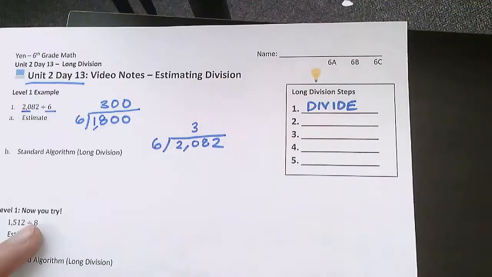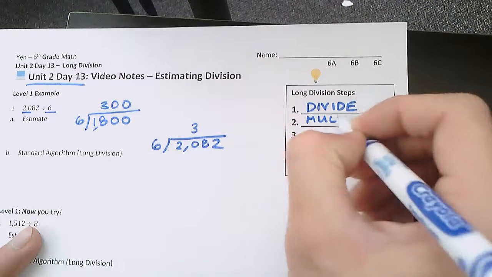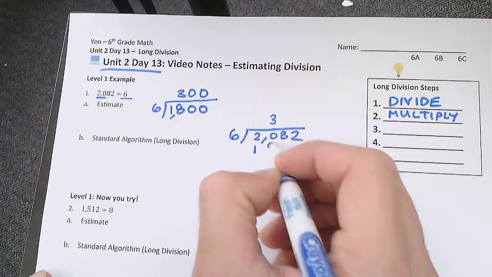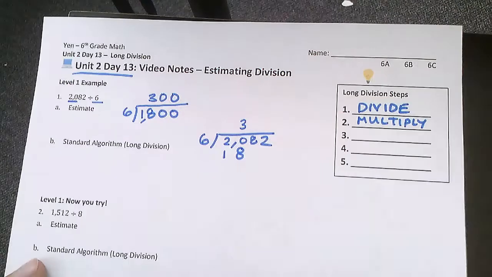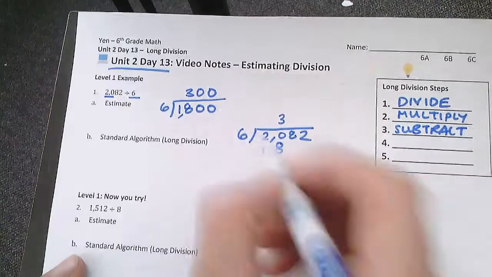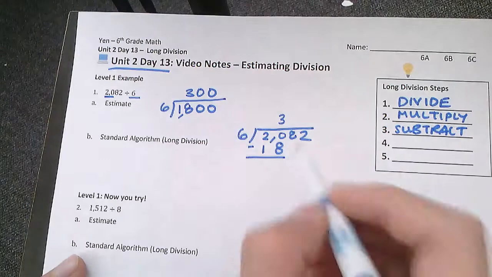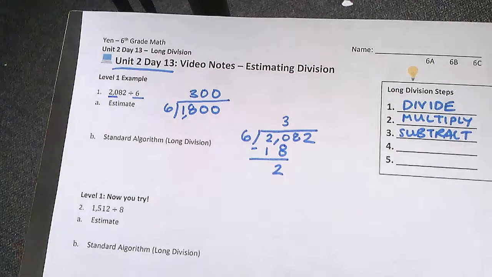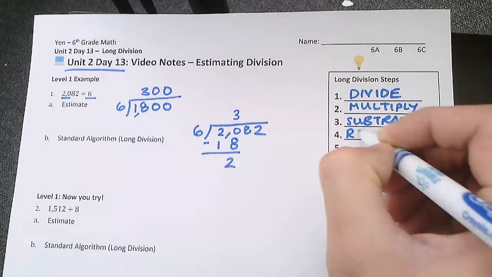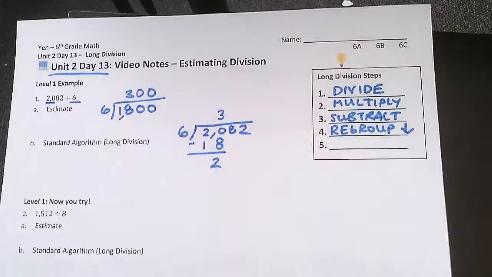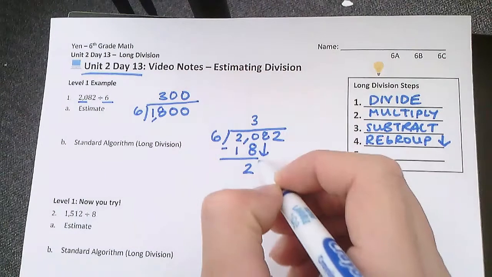And then we're going to do the next step of long division, which is to multiply. So after we divide them, we multiply. 3 times 6 is 18. So we're going to put 18 down here. And then the next step is to subtract. So we're going to subtract our 18 from our 20. And we're going to get 2. 20 minus 18 is 2. And then the next step after this is to regroup. Regroup. Or you can draw an arrow pointing down to bring down the next number. So let's bring down this 8.